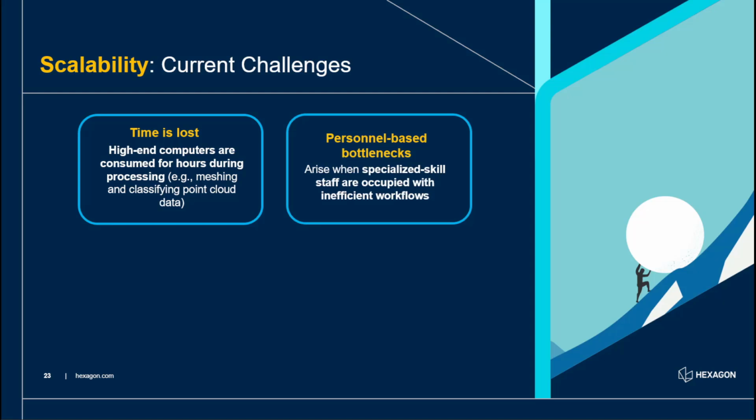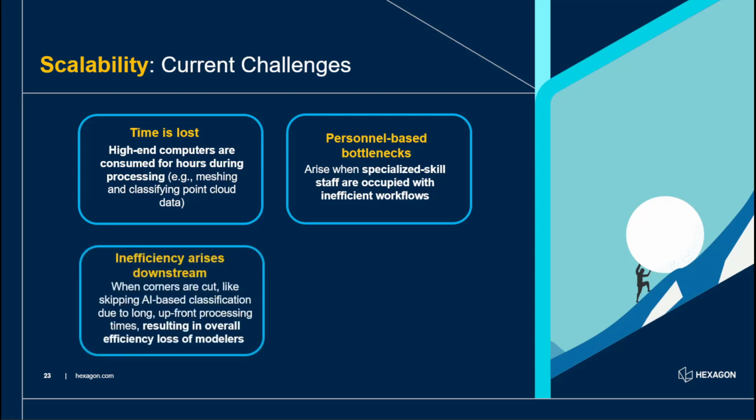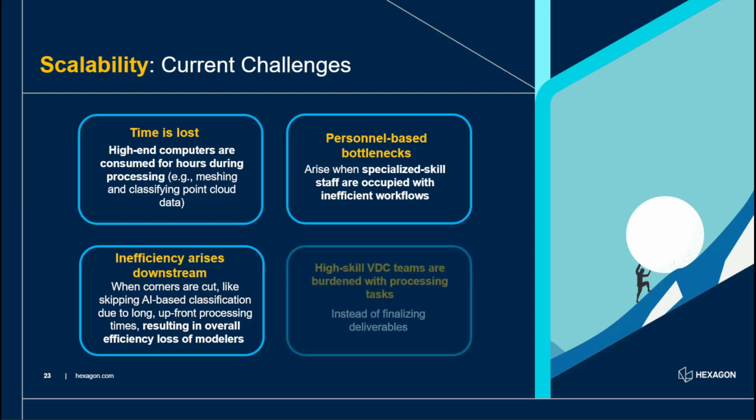You've also got personnel-based bottlenecks. So sometimes if someone with a specific skill has to be trained up, and maybe they're off that week, or they're on holiday, or they leave, you have issues there where you have to fill that capability within your workflows. Inefficiency obviously arrives downstream. So if you cut corners, if you don't run that AI-based classification, then you can't take advantage of the tools within CloudWorks when you're streaming it from Reality Cloud Studio. So that could result in a loss in efficiency.